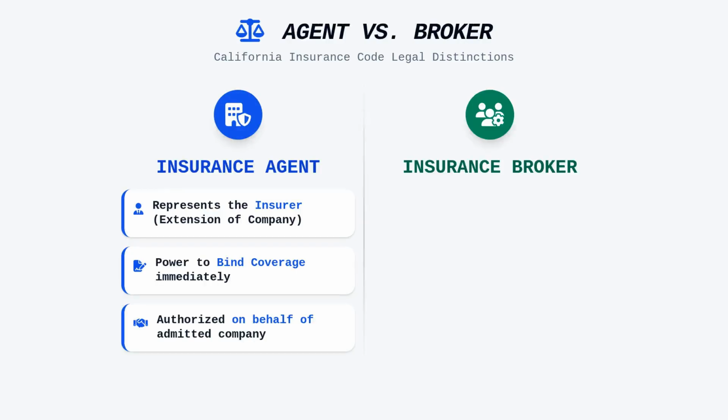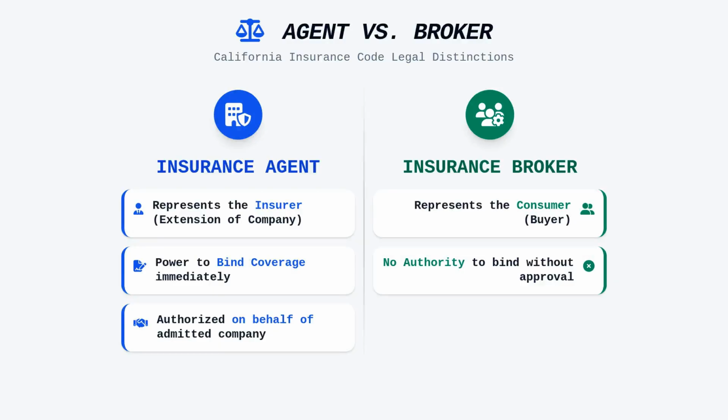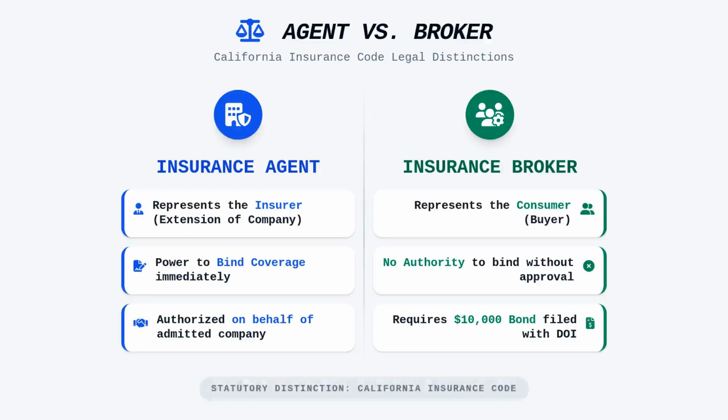Conversely, an insurance broker is a person who transacts insurance with, but not on behalf of, an admitted insurance company, doing so for compensation and explicitly on behalf of the consumer. A broker represents the buyer, lacks the authority to bind an insurance carrier to a risk without prior approval, and must maintain a $10,000 broker bond filed with the Department of Insurance to operate legally.